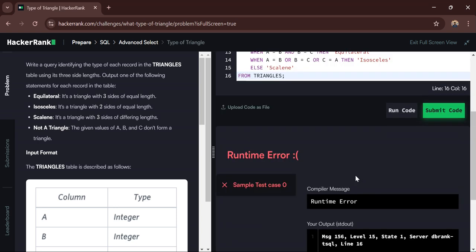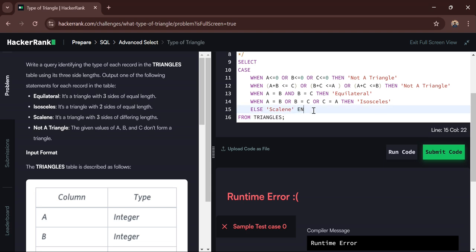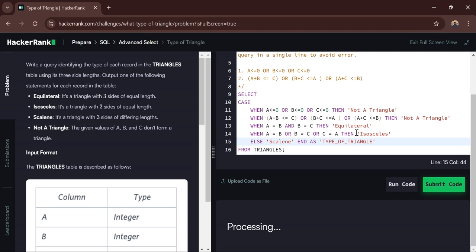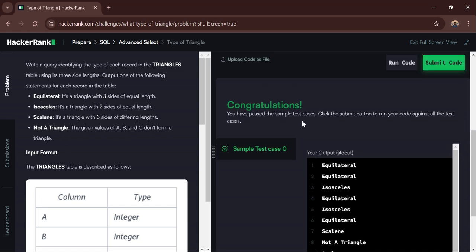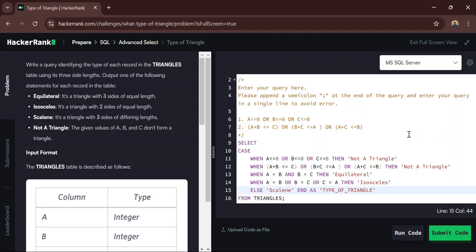Here is the from syntax keyword. We have to write end as, let's see, type of triangle. See, the test case is passed. One test case is passed, so let's submit the code.